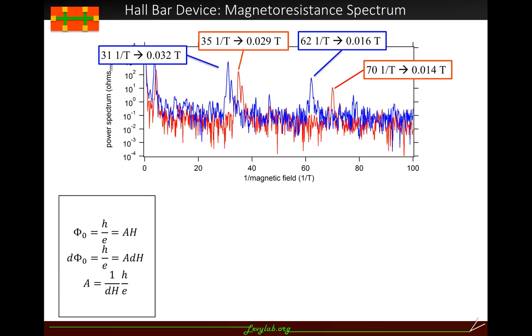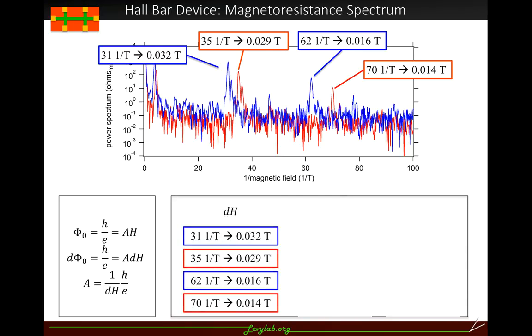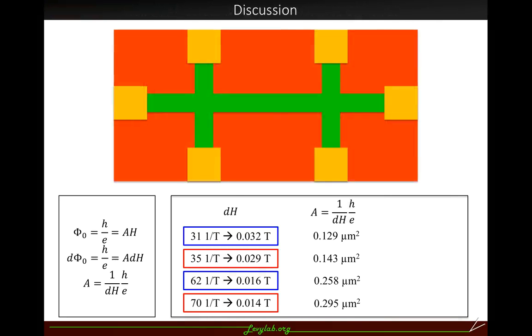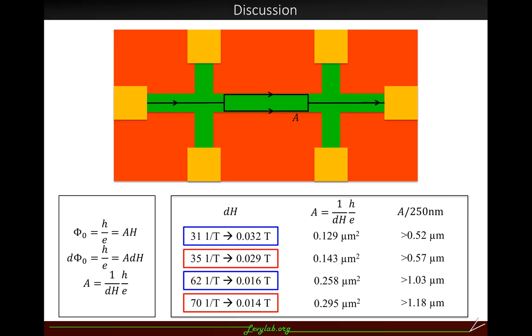This is just a reminder of how we can calculate an area associated with a signal that's periodic in magnetic field. We have these 4 signals, and I'm going to calculate an area. These range from 0.129 microns squared for 0.03 Tesla to 0.295 microns squared for 0.014 Tesla. Now I'm going to draw the device, and I'm going to do an ansatz of dividing by the channel width. If I take the last curve of 1.18 microns and draw a loop of 250 nanometers by 1.18 microns, I can superimpose that on the channel we have available.